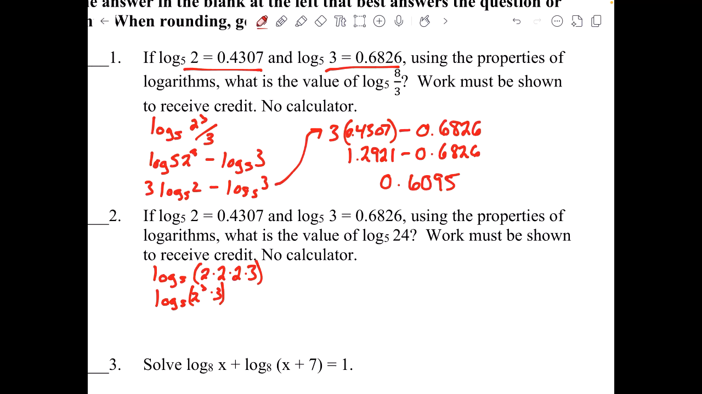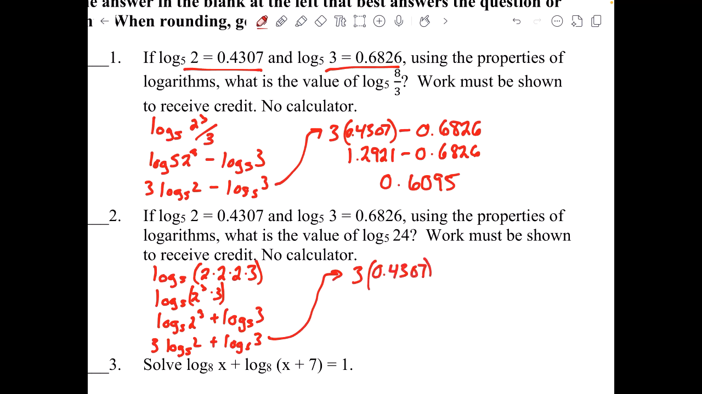or as the log base 5 of 2 cubed plus log base 5 of 3, using my power property as 3 log base 5 of 2 plus log base 5 of 3. Once again, I have 3 times the log base 5 of 2. The log base 5 of 2 is 0.4307. And this time I'm adding my log base 5 of 3, which is the 0.6826.